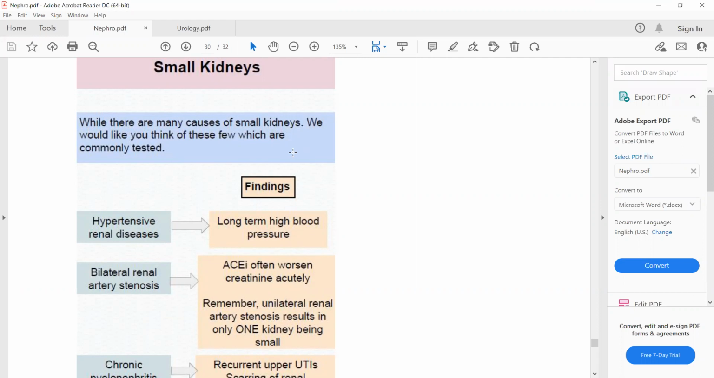In a scenario in which they want you to pick hypertensive renal disease as a cause of small kidneys, there will be a history of long-term high blood pressure given in the question stem. So if someone with a long-term high blood pressure history has small kidneys on ultrasound, then your diagnosis will be hypertensive renal disease. Remember that hypertensive renal disease will cause bilateral small kidneys.